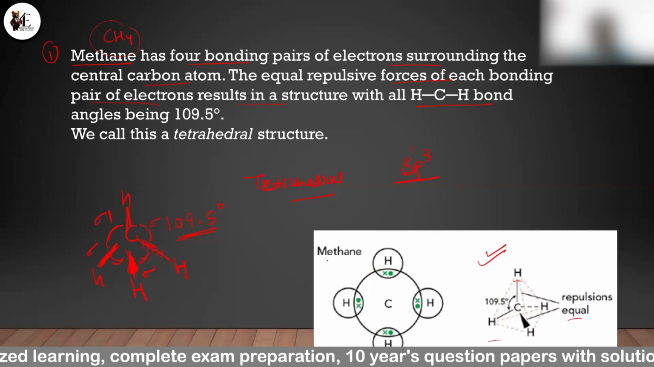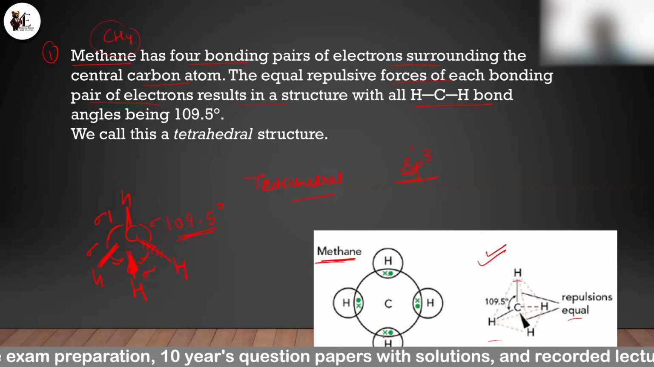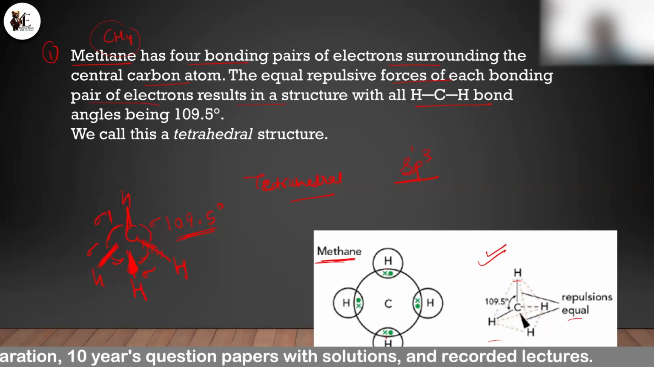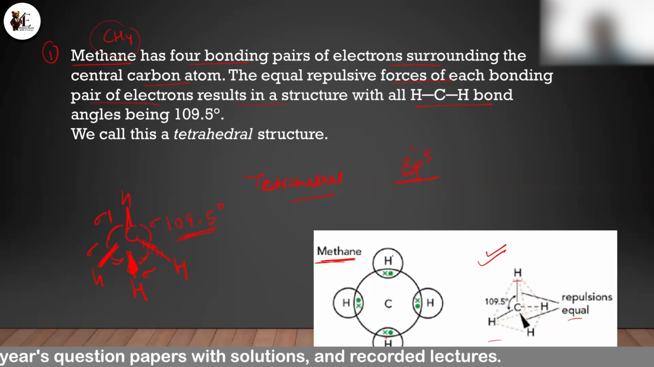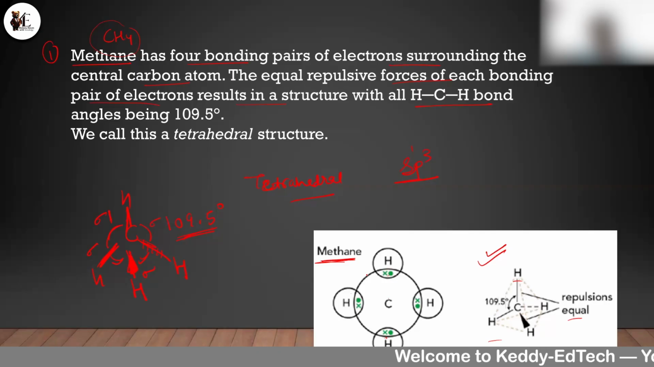So this is the Lewis structure, the electron dot structure of methane. Carbon has 4 electrons in the outermost shell. Hydrogen has 1 electron. Hydrogen completes its duplet and carbon completes its octet. These things you have to remember. The methane shape is tetrahedral, bond angle 109.5 degrees, hybridization sp3. And the structure, so please draw it.